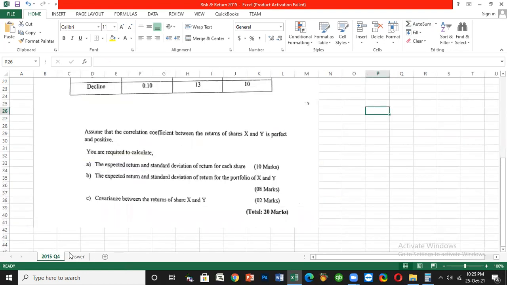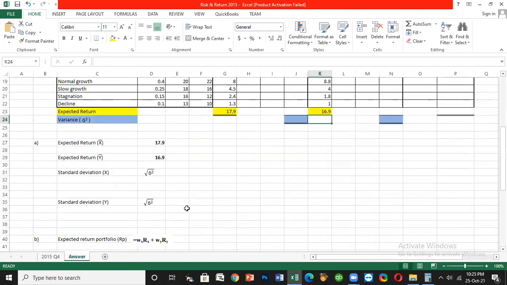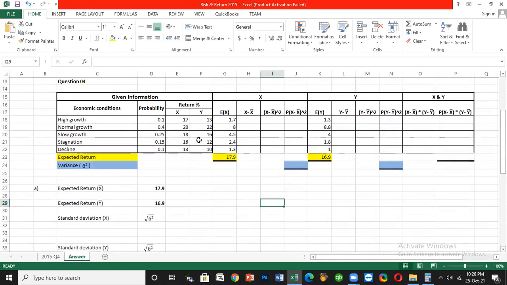Next they ask the standard deviation of return for each share. Let's see how to calculate the standard deviation of X and Y. This is the formula: standard deviation equals the square root of variance. So we want to calculate the variance. Let's see how to calculate the variance of X. For the variance calculation, we follow three steps.